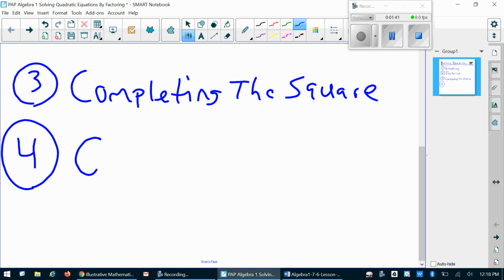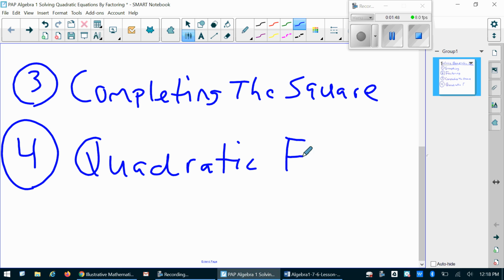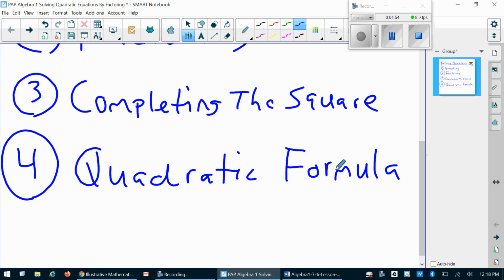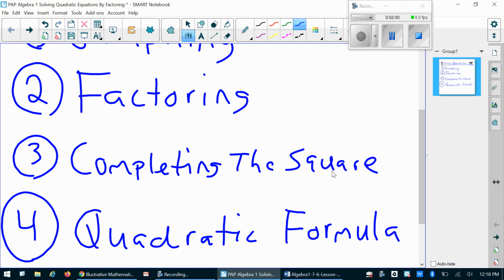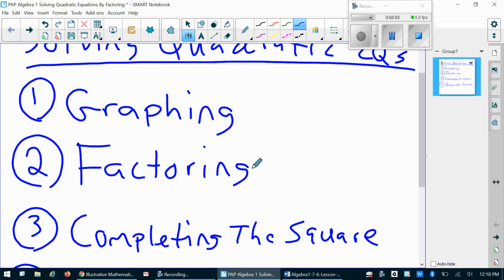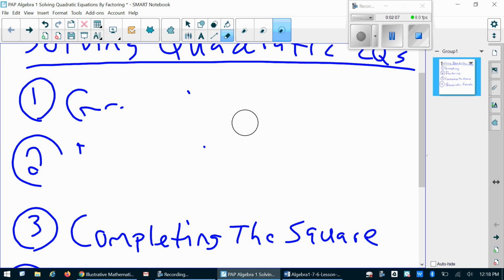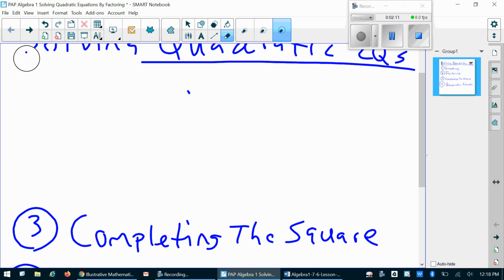And then finally, method 4, the quadratic formula. You have probably heard of this before, but probably have never used it. We'll cover that last. All right, so just to be clear, our 4 methods: graphing, factoring, completing the square, quadratic formula. But today we're talking about factoring.